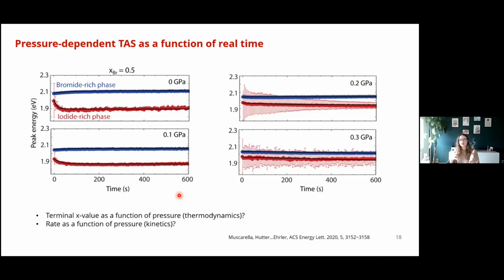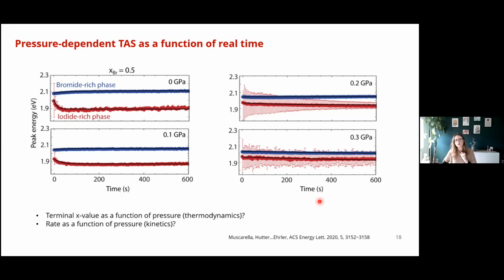So now if we plot the peak energy as a function of real time, so the peak energy of the bromide-rich phase and the iodide-rich phase, you obtain something like this. So basically you have the evolution in real time, and as a function of pressure, of the two domains. You can see already that initially you have a change in the composition of your perovskite, but then at some point it stabilizes, meaning that even if you illuminate for a longer time, you don't have any change in the final composition.